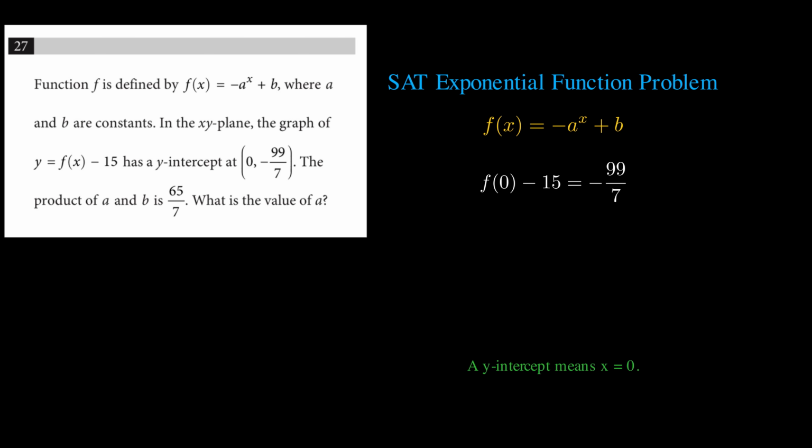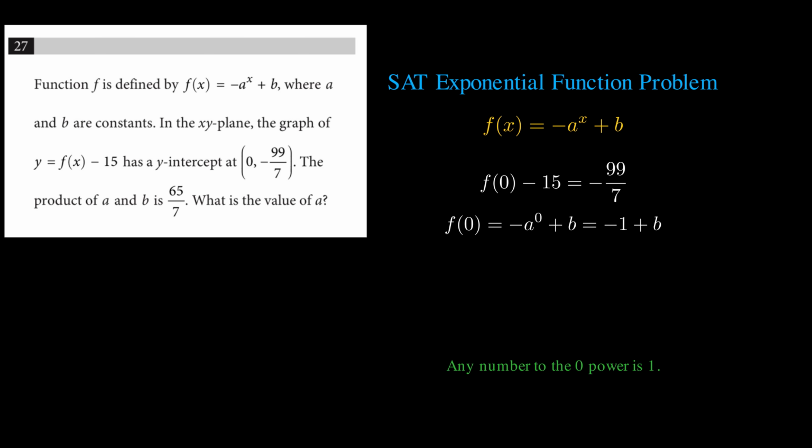That's our starting equation. The function is defined as negative a to the x power plus b. So if we plug in 0, we get negative a to the 0 power plus b. Now here's something very important. Any non-zero number raised to the 0 power equals 1. That means a to the 0 power equals 1. So f of 0 becomes negative 1 plus b. Not complicated, just using the exponent rule.